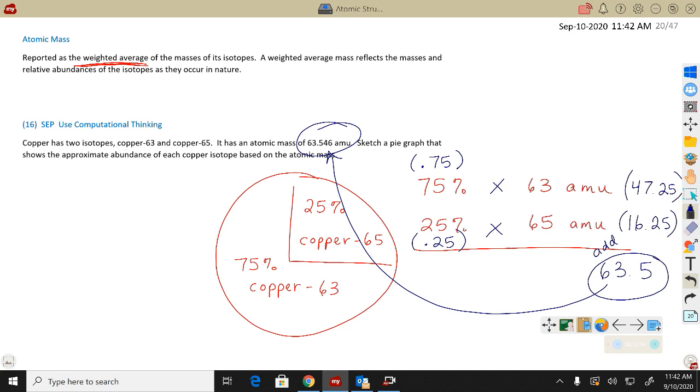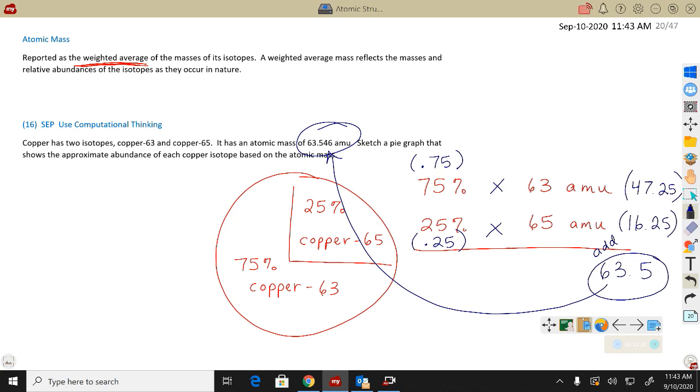Now, the difference between a regular average and a weighted average: if I were just averaging 63 and 65, I'd add them up and divide by 2. The average is 64. But the weighted average takes into consideration the abundance. They're not equally abundant. So that's why we have to multiply the percent abundance times the mass of that individual isotope.